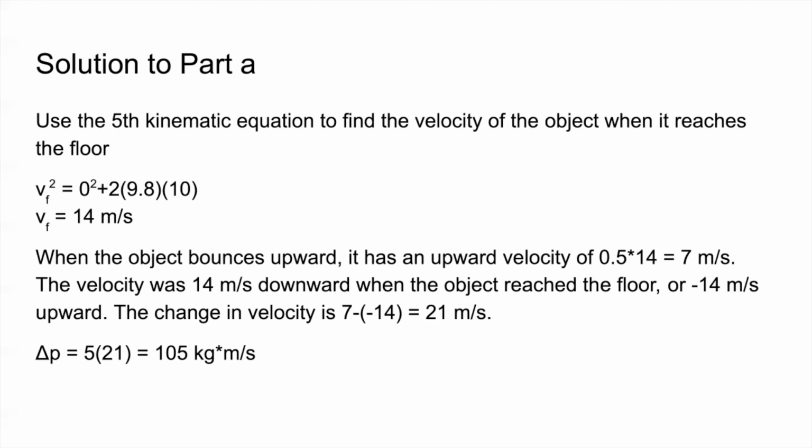So this is negative 14 meters per second upward. And you can find that the change in velocity is 7 minus negative 14, or 21 meters per second. So the impulse is 5 times 21, which is 105 kilograms times meters per second.